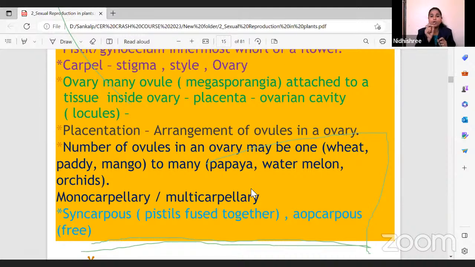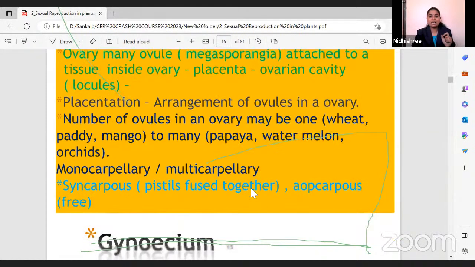ನೆಕ್ಸ್ಟ್, ನಂಬರ್ ಆಫ್ ಓವ್ಯೂಲ್ಸ್ ಇನ್ ಅನ್ ಓವರಿ ಮೇ ಬಿ ಒನ್ ಟು ಮೆನಿ. ಓವ್ಯೂಲ್ಸ್ ಒಂದು ಇರ್ಬೋದು, ಒಂದಕ್ಕಿಂತ ಹೆಚ್ಚು ಇರ್ಬೋದು. ಇಟ್ ಡಿಪೆಂಡ್ಸ್ ಆನ್ ದ ಸ್ಪೀಶೀಸ್. ಸಿಂಕಾರ್ಪಸ್ ಕಂಡೀಷನ್ ಅಂದ್ರೆ ಪಿಸ್ಟಿಲ್ಸ್ ಫ್ಯೂಸ್ ಟುಗೆದರ್. ಈ ಪಿಸ್ಟಿಲ್ಸ್ ಅಂತ ಏನ್ ಹೇಳ್ತೀವಿ, ಸ್ಟೈಲ್, ಸ್ಟಿಗ್ಮಾ ಅಂಡ್ ಓವರಿ ಅನ್ನೋದು ಒಂದು ಪಾರ್ಟ್ ಆದ್ರೆ, ಇಲ್ಲಿ ತುಂಬಾ ಸ್ಟೈಲ್, ಸ್ಟಿಗ್ಮಾ ಅಂಡ್ ಓವರಿ ಇರ್ತಾವೆ, ಅಂದ್ರೆ ಪಿಸ್ಟಿಲ್ಸ್ ಗಳಿರ್ತಾವೆ. ಅವೆಲ್ಲವೂ ಫ್ಯೂಸ್ ಆಗಿದ್ರೆ ಅದಕ್ಕೆ ಸಿಂಕ್ ಕಾರ್ಪಸ್ ಅಂತ ಅಂತಾರೆ. ಸಿಂಕ್ ಮೀನ್ಸ್ ವಾಟ್? ಫ್ಯೂಸ್.